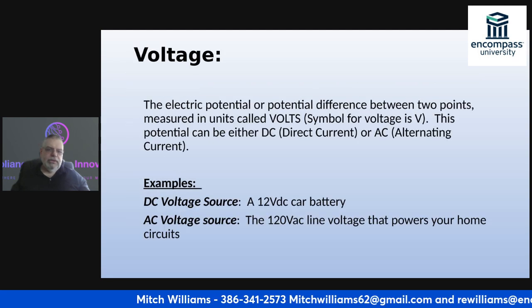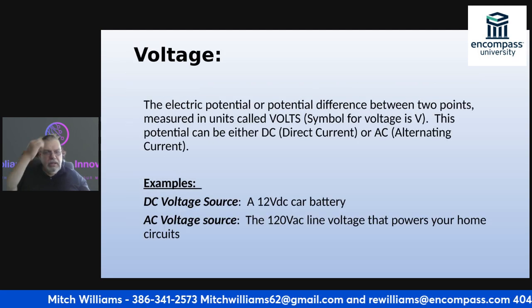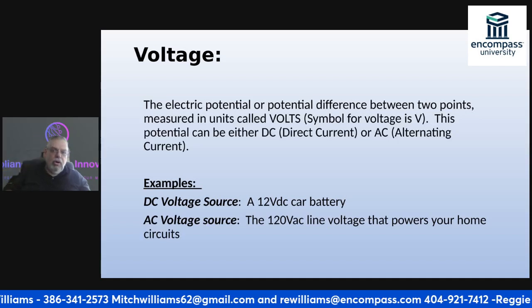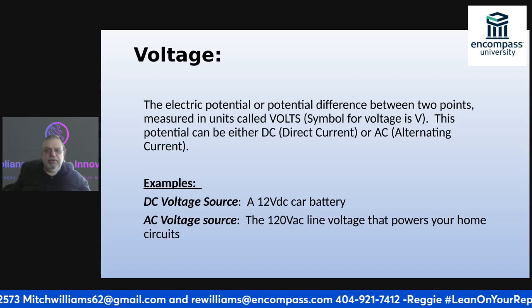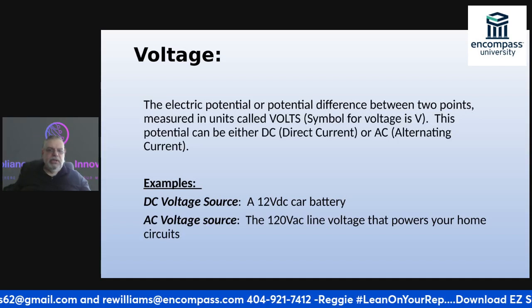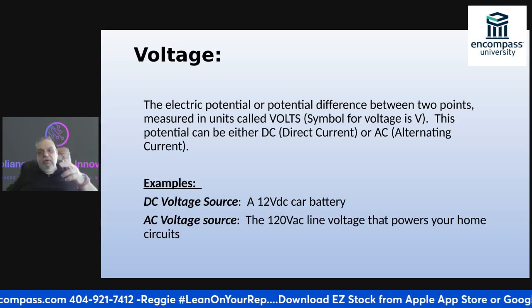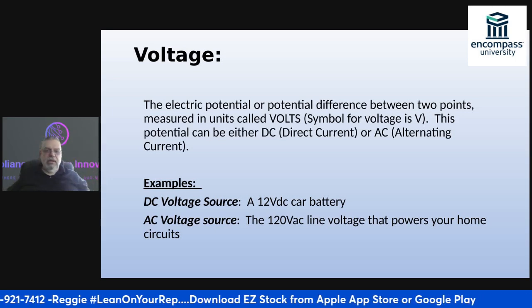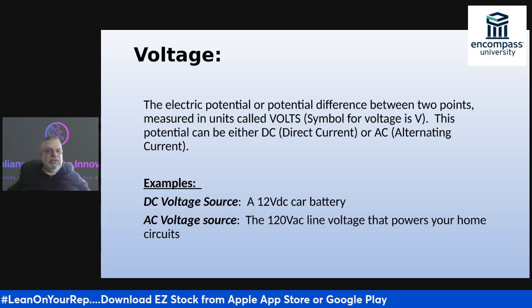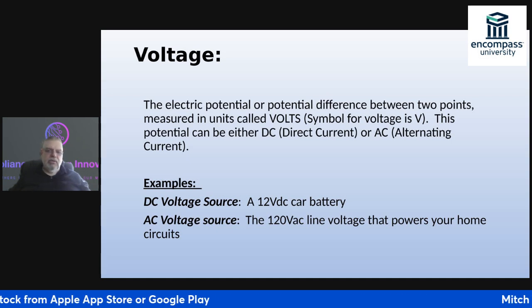Voltage is the electrical potential, or potential difference, between 2 points, and it is measured in units called volts. The symbol for voltage is V. The current can be either AC, alternating current, or DC, direct current. I said those backwards, but it's still the same.